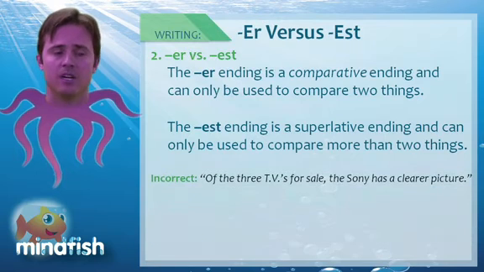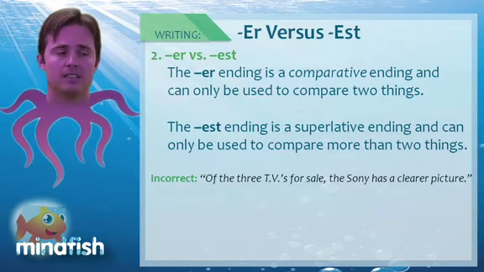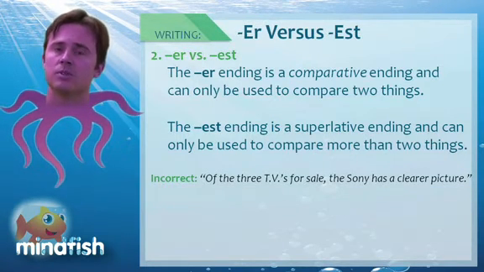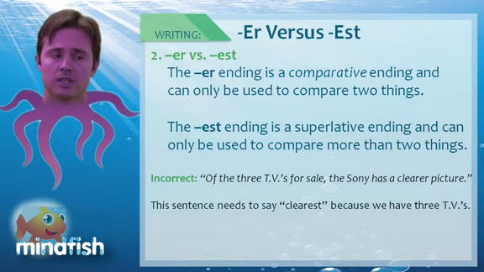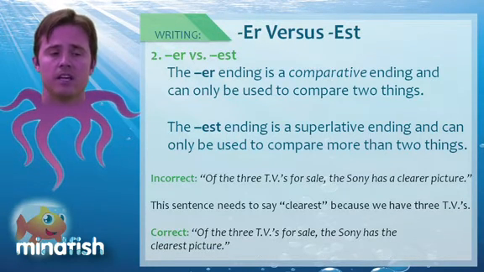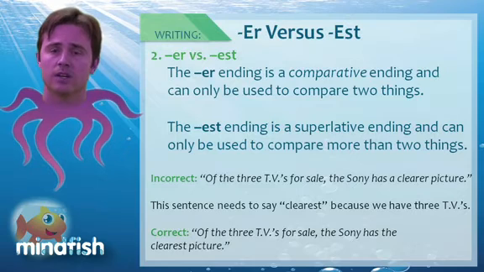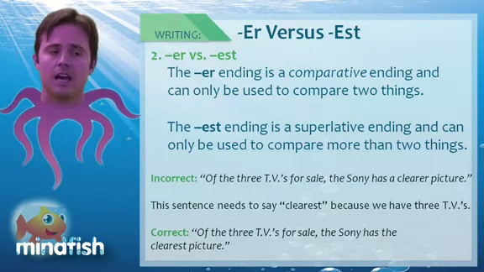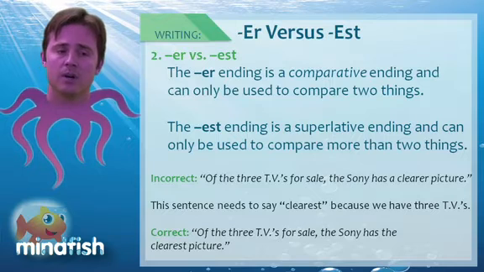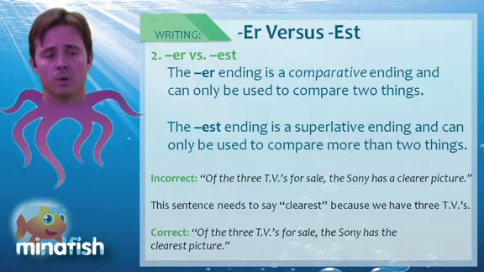If you look at the example here, of the 3 TVs for sale, the Sony has a clearer picture. Since we're talking about more than two things, that needs to say the clearest picture. If we said of the 2 TVs, then that would be correct. The Sony has the clearer. So again, just be on the lookout for ER and ESTs and make sure that you're asking yourself, are we comparing two or are we comparing more than two?